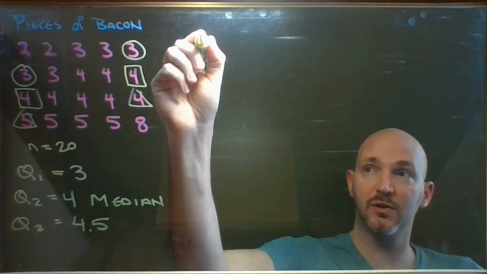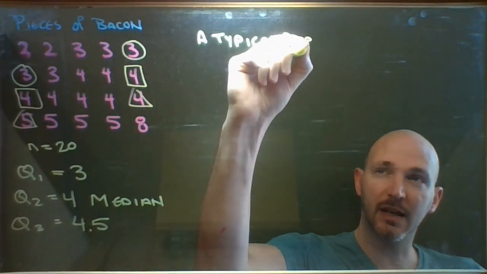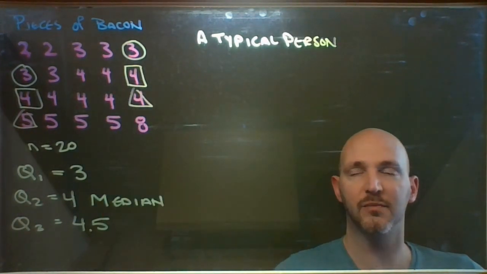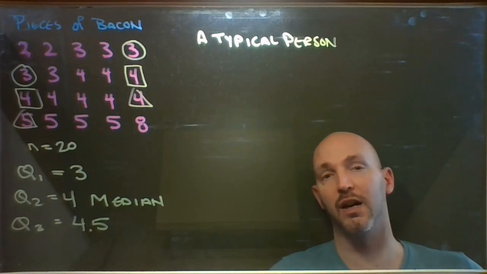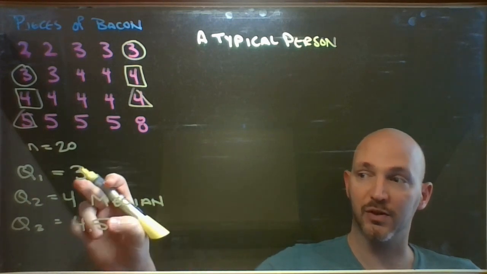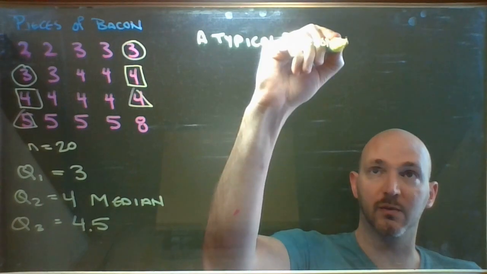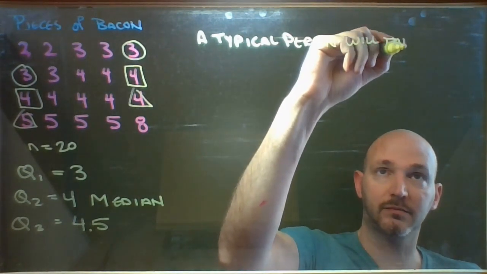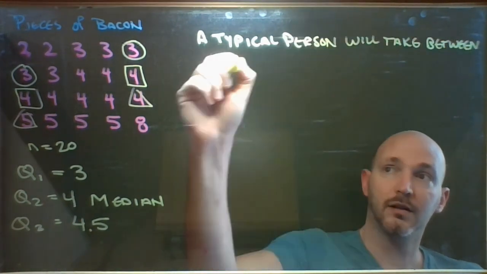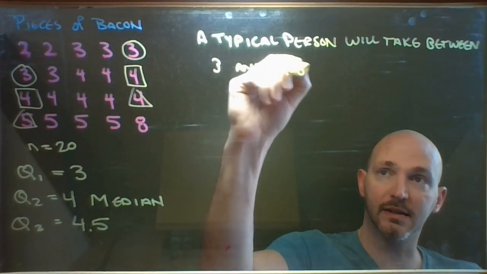So that a typical person, so that means like a generic person, not a specific person in the set, but if I were to imagine someone coming to my imaginary breakfast buffet, I would expect them to take between 3 and 4.5 pieces of bacon. Typical person will take between 3 and 4.5 pieces.